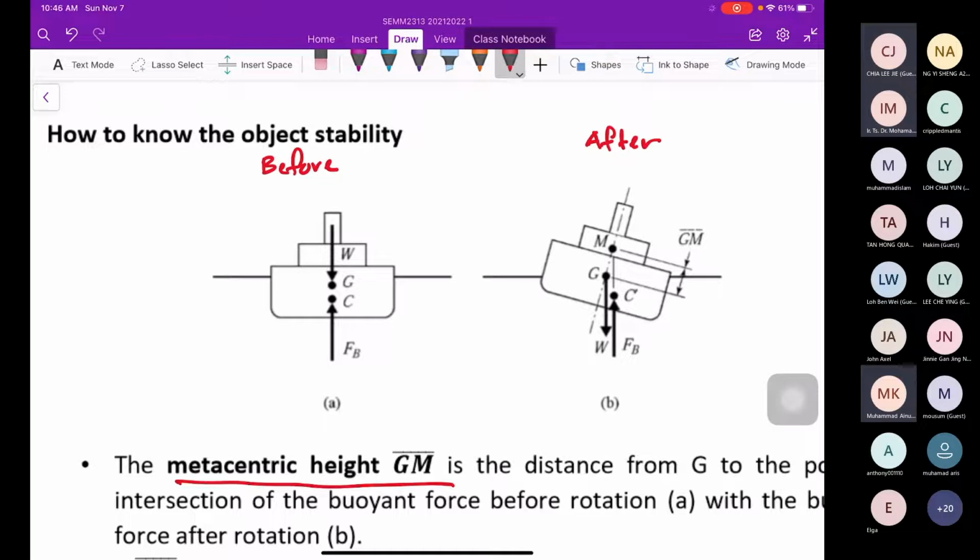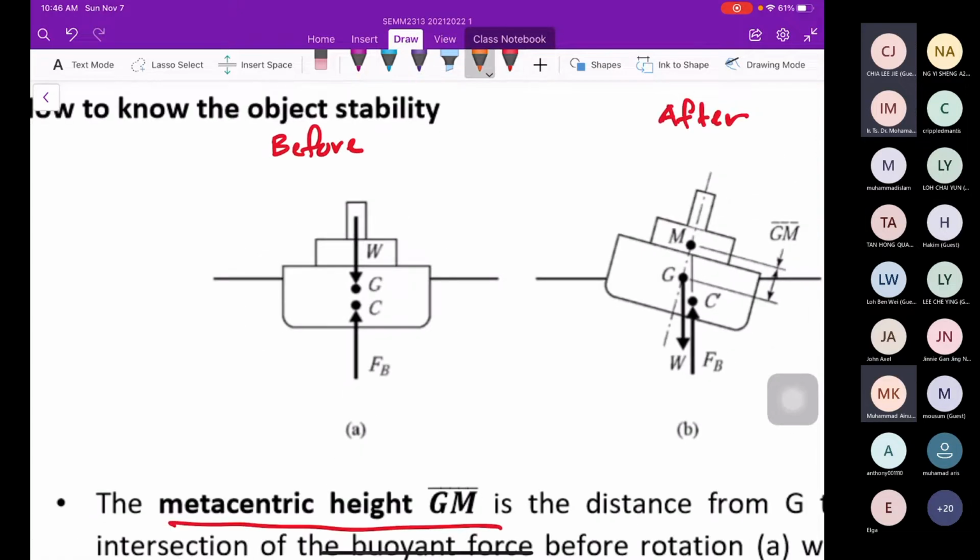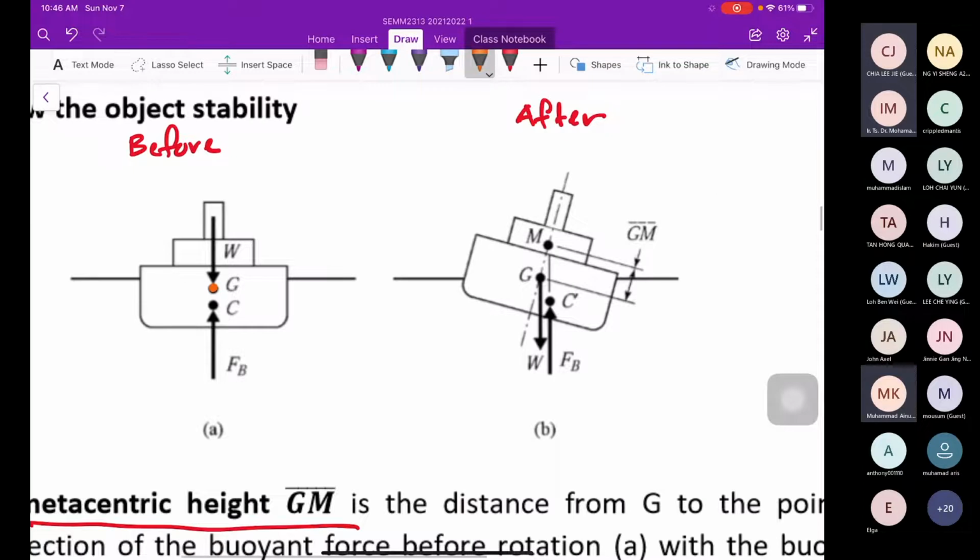So basically, where do we get the metacentric height, GM? The first one, the G is always the same because G is the centroid of the object. Whether it is submerged or unsubmerged in the water, the G will remain the same. For the C, it will depend on the displaced fluid. This is the boat, and we specify the gravity centroid G. After rotation, the G is also the same. Nothing changed. The G always acts at the same position.